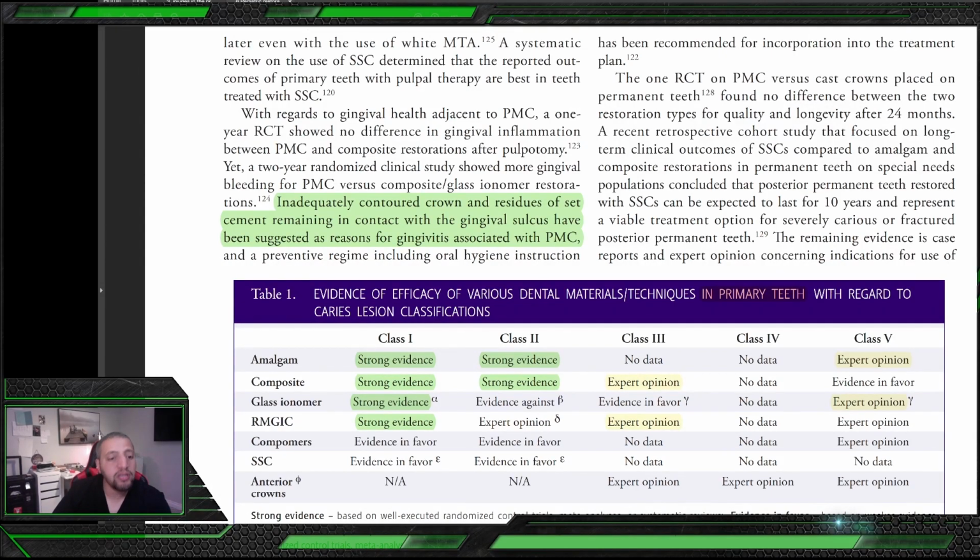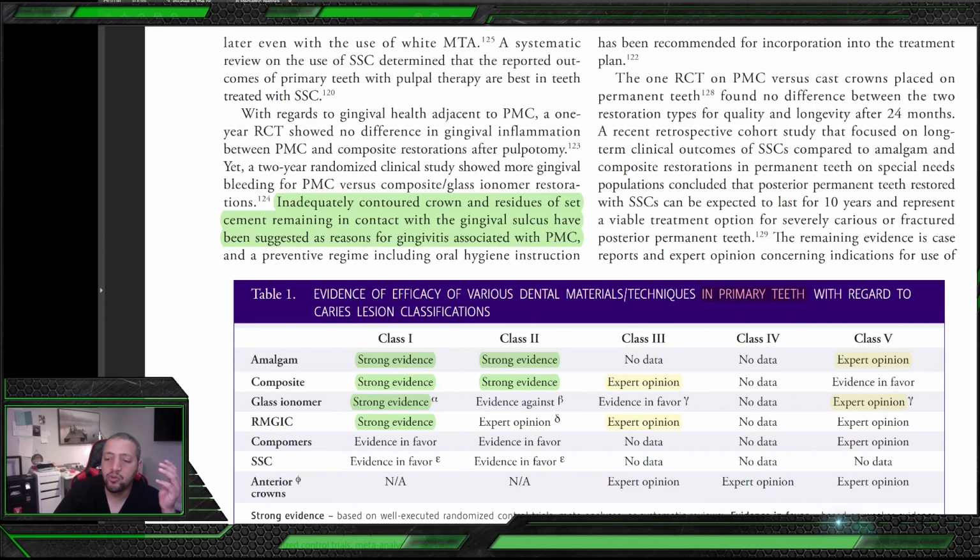So for class 1, we can use amalgam, we can use composite, we can use glass ionomer, so it's recommended to be used. But for class 2, you can see there is evidence against glass ionomer, and strong evidence for amalgam and composite. And there is, you can see, expert opinion.